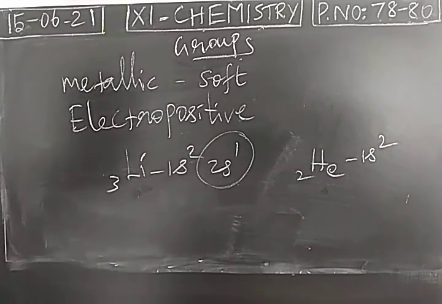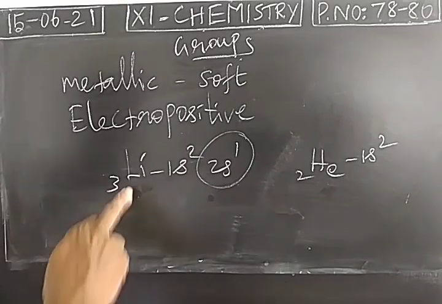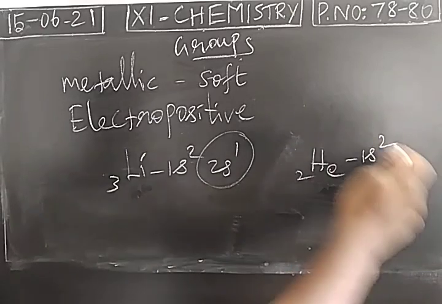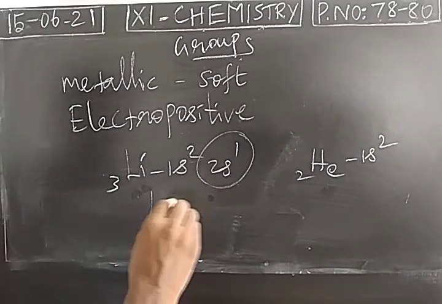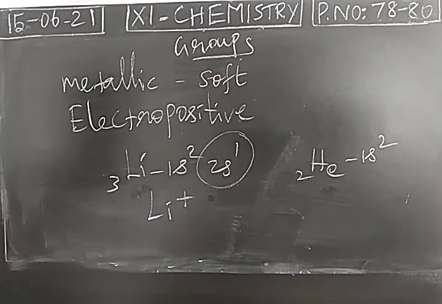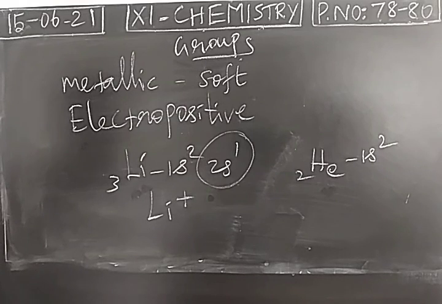So the aim of lithium is to lose an electron to become like helium. Lithium has to achieve the configuration of helium, then only it will be stable. So easily it loses an electron and becomes a lithium cation. So electropositivity is nothing but the tendency of an element to lose an electron. All the elements in the s block, group 1 and 2 elements, are electropositive in nature. They have the tendency of losing electrons.